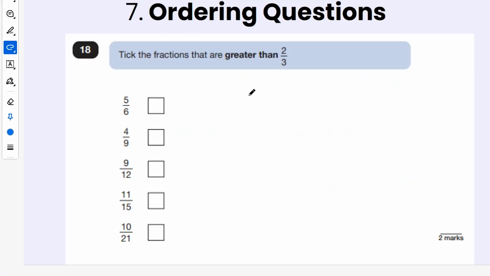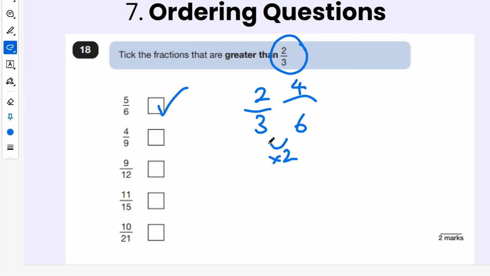Here's another type of ordering question. This time we're asked to take the fractions that are greater than 2/3. And once again, we have none of them in thirds. So they've all got different denominators, some of which are multiples of 3. In fact, they're all multiples of 3, so that should be fairly easy. So greater than 2/3. Now, if I was to turn 2/3 into sixths, times that by 2, that's 4/6. So that one is greater.